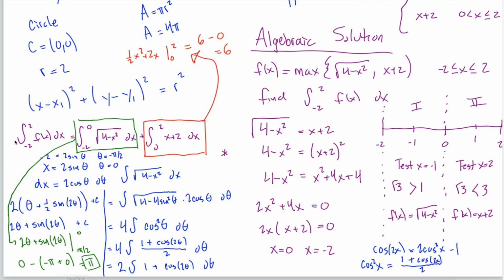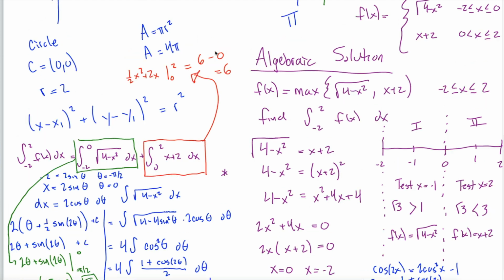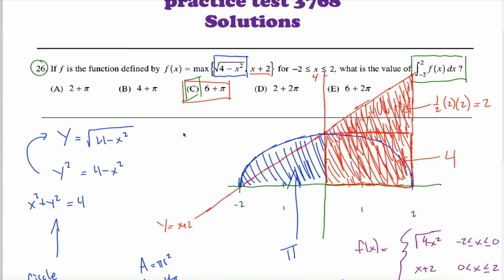Hooray, I'm done. The area underneath this curve from -2 to 2 is the pi that I get from this part plus the 6 that I get from this part. It's the same answer of C. Hallelujah.